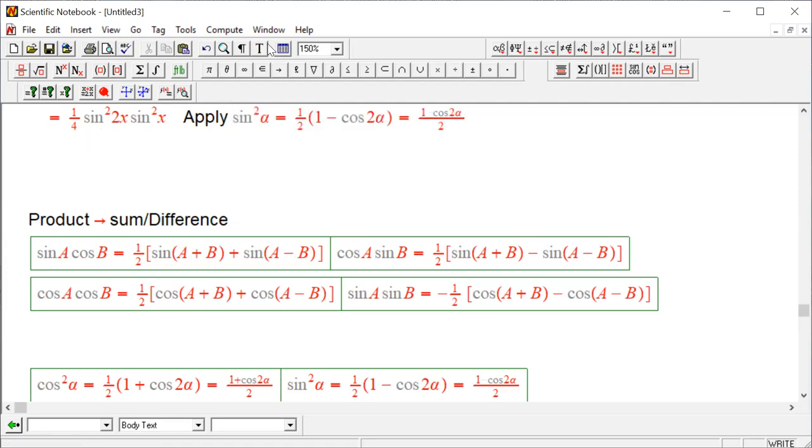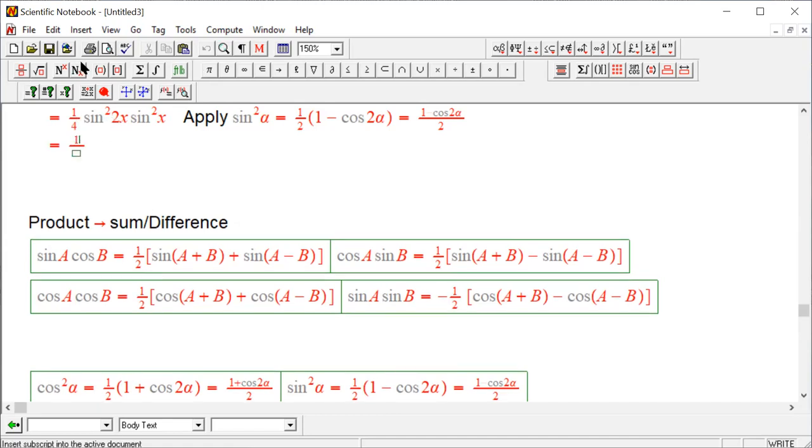The first application is going to be for sine square 2x. So 2x, this alpha is 2x. So this is a 4x, and that's 4x. Right, so we're going to take that piece and put it right there.